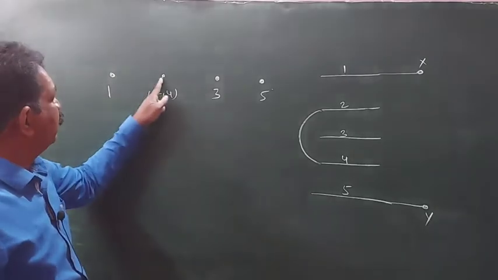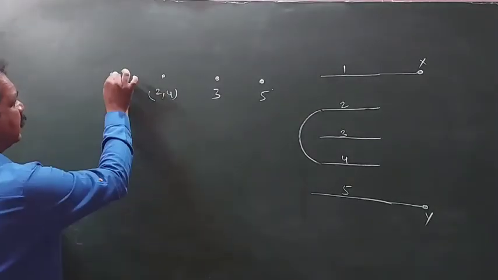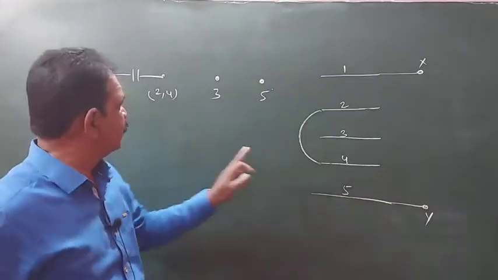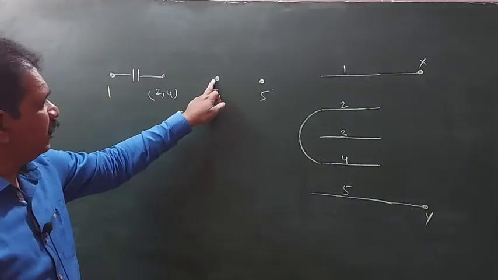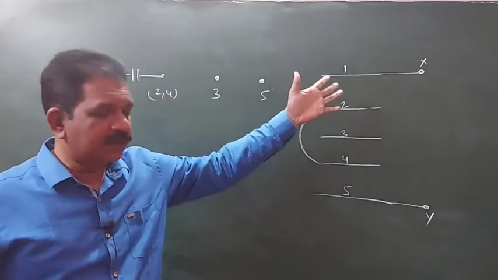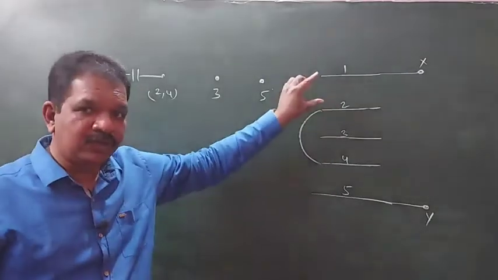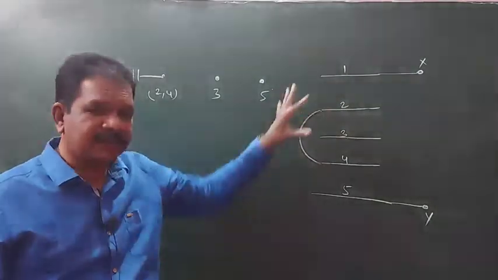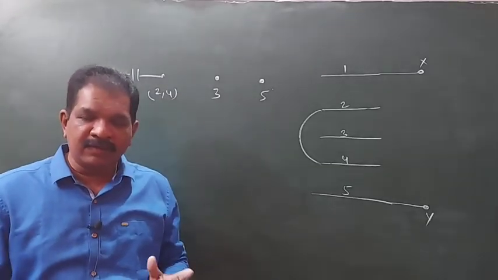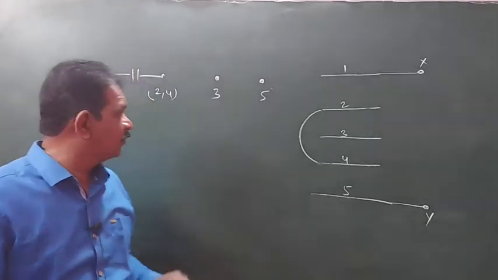So, 1 to 2, 1 capacitor. 1 to 4, no capacitor. 1 to 3, no capacitor. 1 to 5, no capacitor. Because only in between that two metal plates, another metal plates are there. Those are not, that is not a capacitor.